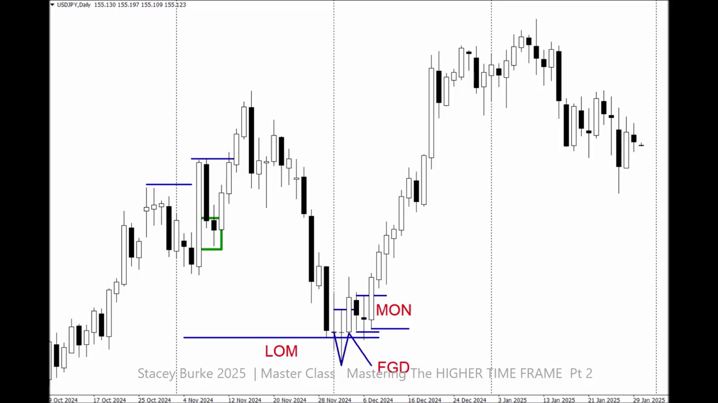Now, you need to hear me say this. I don't care what the reason is. I don't care if it was because of the election. I don't care if it was because of high impact major red news. I don't care about any of that. What I want to know is, do I have a setup in the session that I'm trading in aligned with that higher time frame thesis? I don't care about anything else.